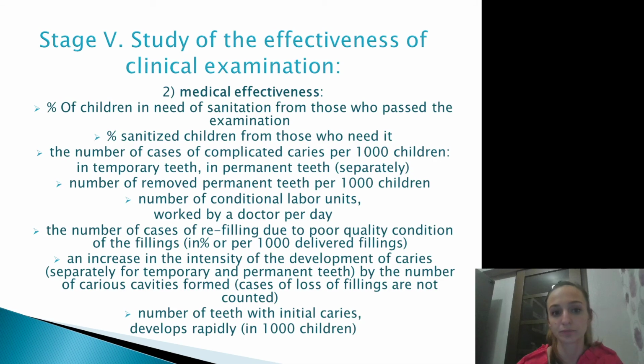Stage 5, study of the effectiveness of clinical examination, medical effectiveness. First, it is the percent of children in need of sanitation from those who passed the examination, and the percent of sanitized children from those who need it. The number of cases of complicated caries per 1,000 children. In temporary teeth, in permanent teeth, it is separate information. And the number of removed permanent teeth per 1,000 children.